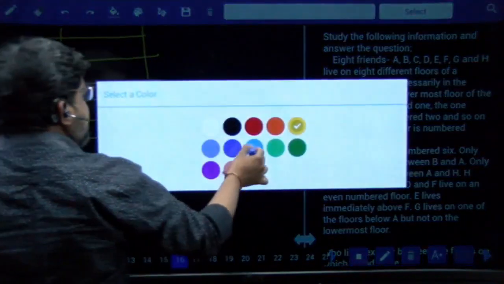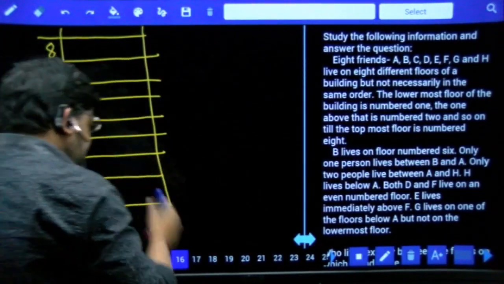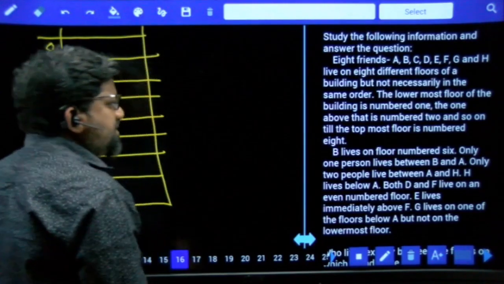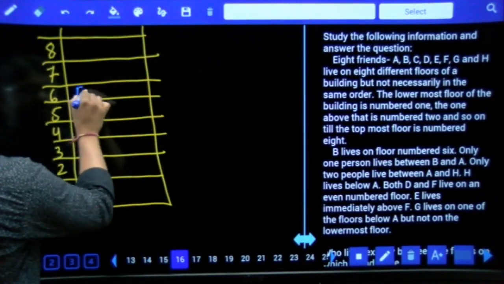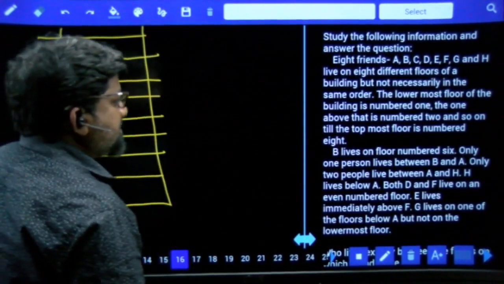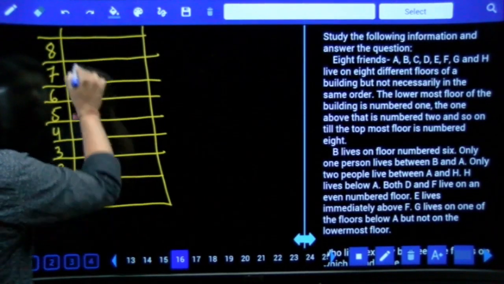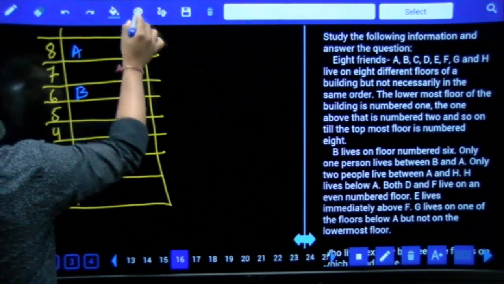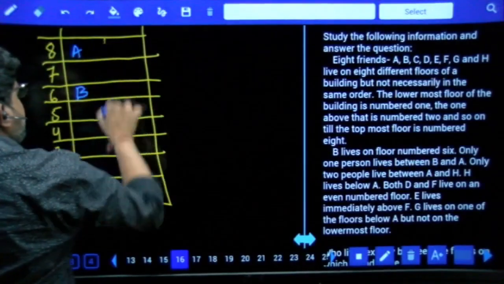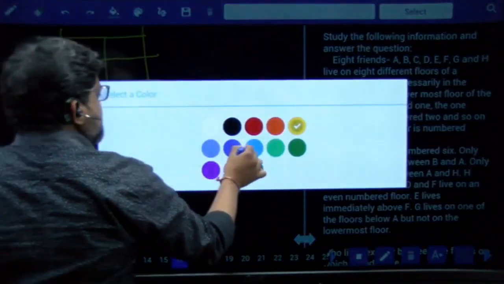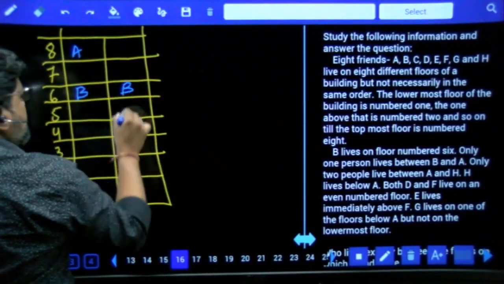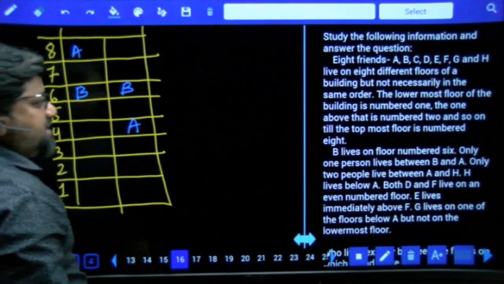Let's try this question. B lives on floor number 6. Only one person lives between B and A. Maybe it's 8th or maybe it's 4th. Both cases are possible at the same time. B is living on the 6th floor. Only one person lives between B and A.